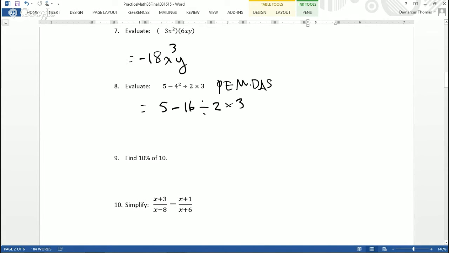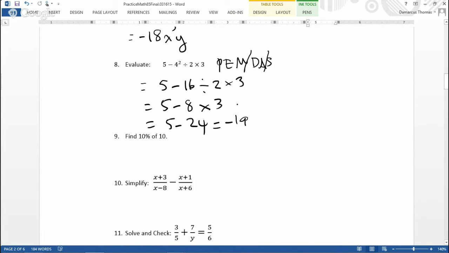And now we multiply or divide from left to right. And so that's going to be negative 16 divided by positive 2 is negative 8. And then times 3. Now we multiply again. 5 minus 24. And then finally we get negative 9 for your final answer.